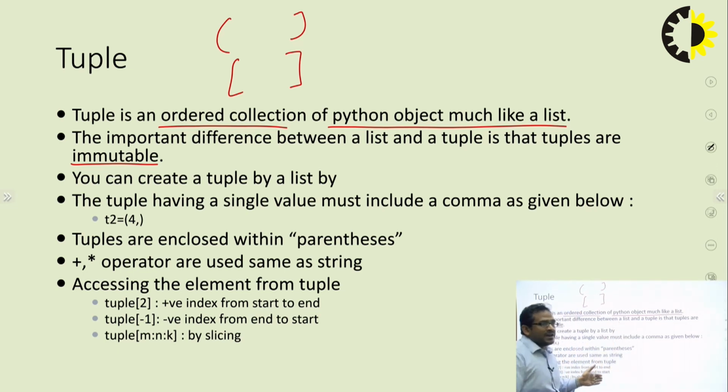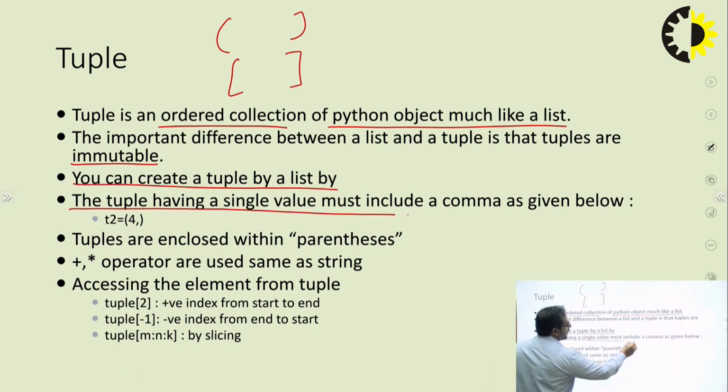Due to this immutable nature, a tuple does not have any predefined insertion or deletion operations. So there is no predefined function for inserting and deleting in a tuple. You can create a tuple from a list. If the tuple has a single value, it must include a comma.